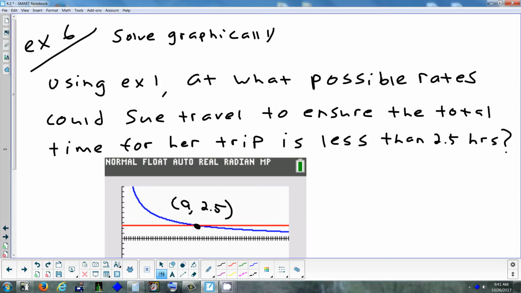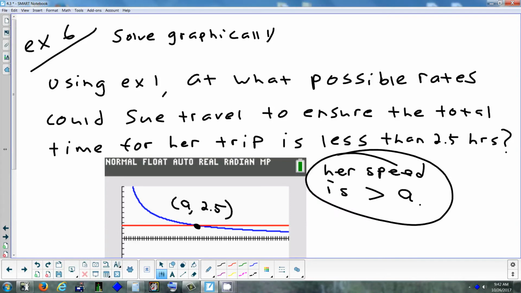So what speed would she have to travel at to complete the trip in less than 2.5 hours? Her speed would have to be, don't use equal, you're going to use inequality. More than A. It would have to be more than A. So her speed is greater than A. Okay, if she wants to complete the trip in less than 2.5 hours, she's got to be going faster than A. If it said she wants to complete the trip in less than or equal to 2.5 hours, then I would have said her speed could have been greater than or equal to A.